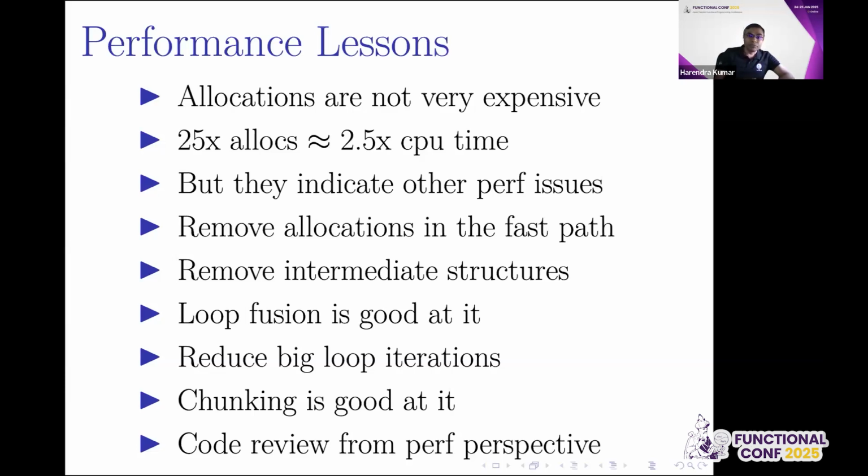So it's good to review the program with respect to the allocations that it is doing, the intermediate data structures that it is allocating, and remove those allocations. Loop fusion, which Streamly uses, is very good at removing the intermediate data structures in the loops, and reducing big loop iterations is another good idea.